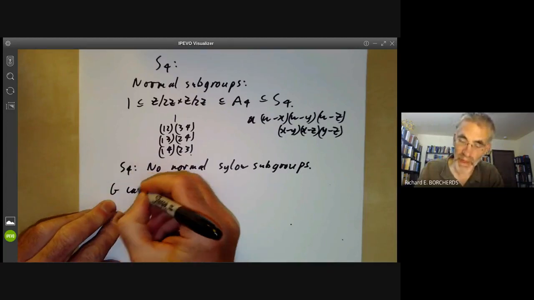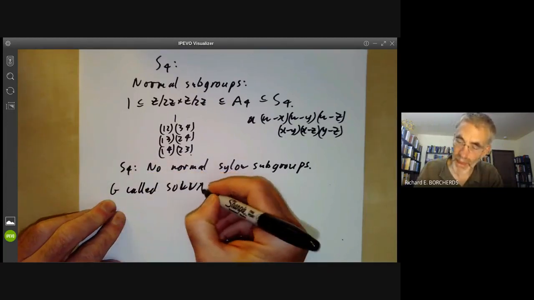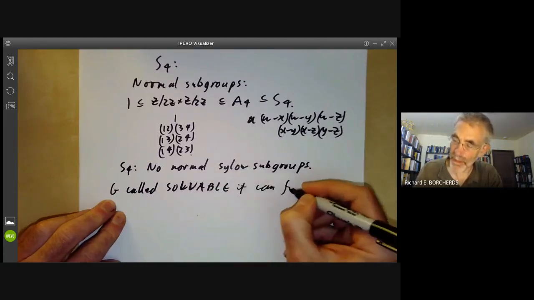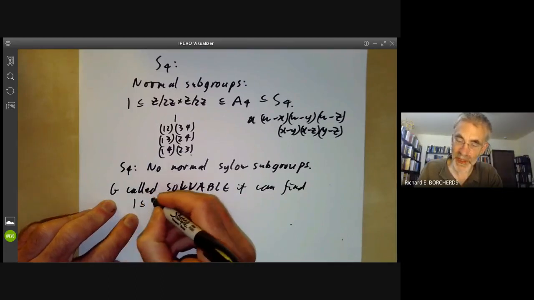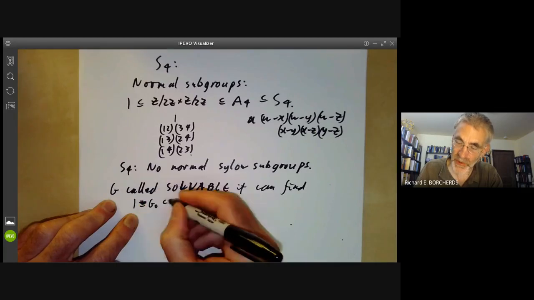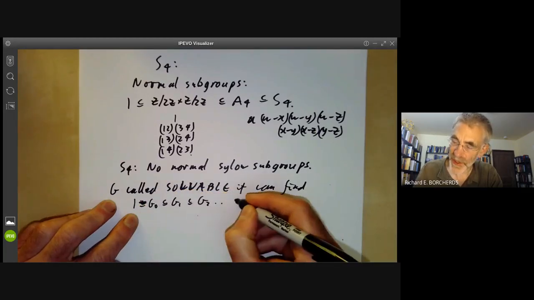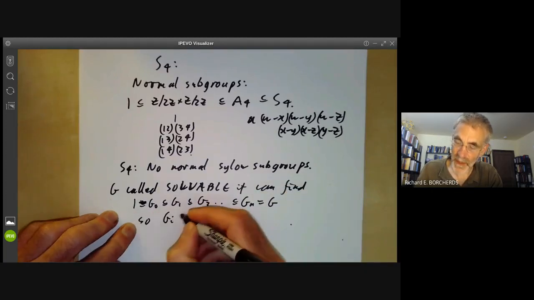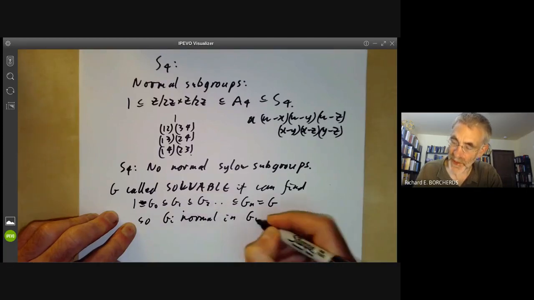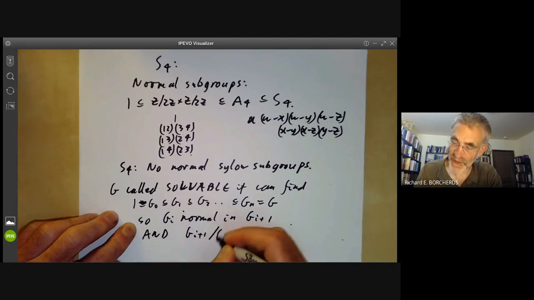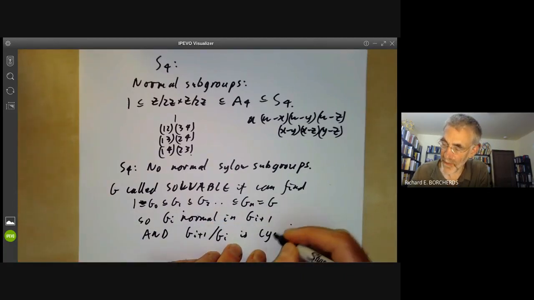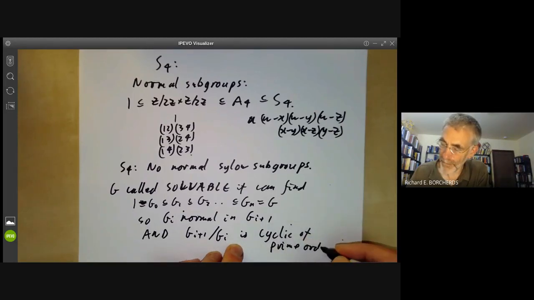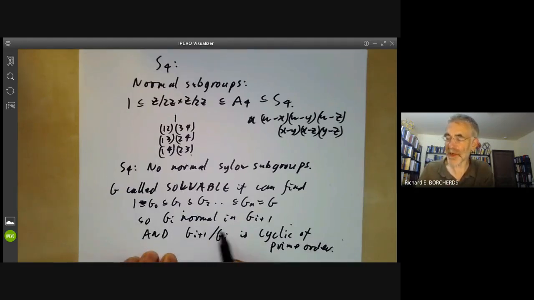So a group G is called solvable if we can find a series of subgroups, 1 = G0, contained in G1, contained in G2, contained in Gn = G, so that Gi is normal in Gi+1, and the quotient Gi+1 over Gi is cyclic of prime order. Actually, we could just let this be abelian, because you can break any abelian group up into extensions of cyclic groups of prime order. So roughly speaking, a group is called solvable if you can build it out of cyclic groups of prime order, which are the easiest sort of groups.